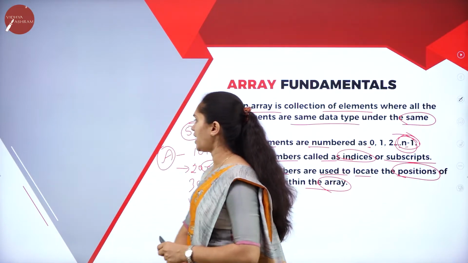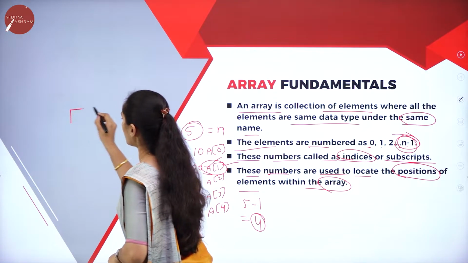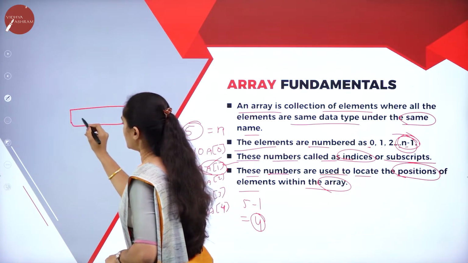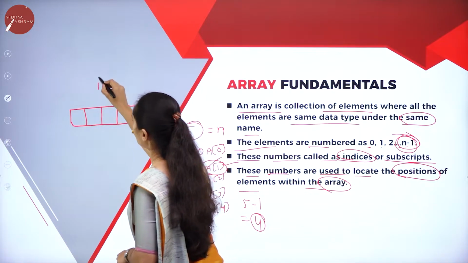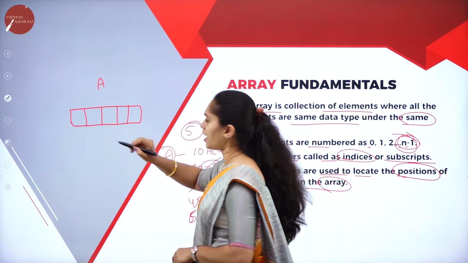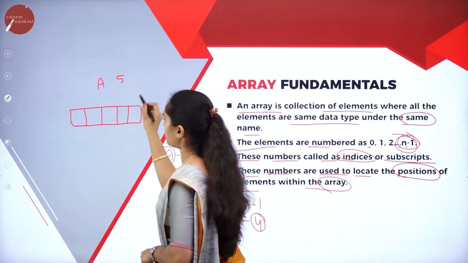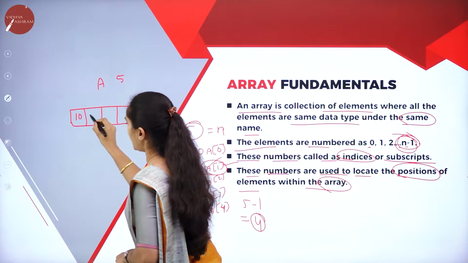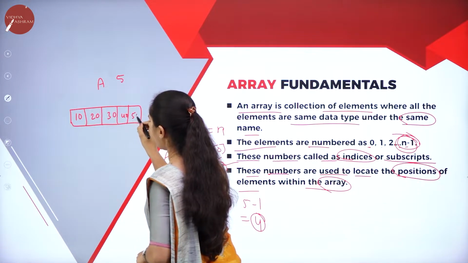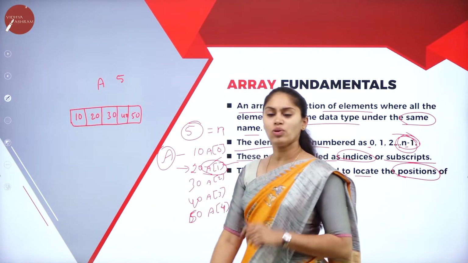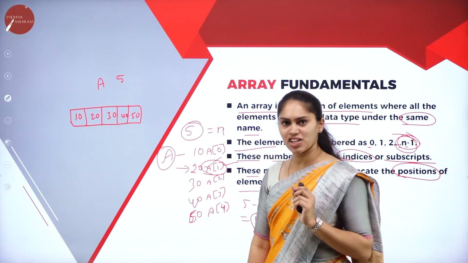Okay, let me write for you how we are going to write the array. Here, consider my array name is A, and it has 5 elements. I am going to fill in the values 10, 20, 30, 40, and at last I have 50. Then how can I give the addresses for each element?